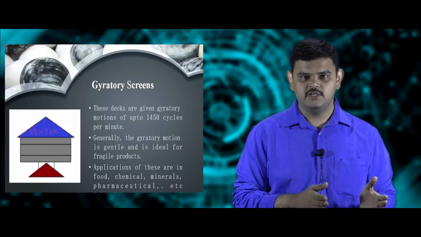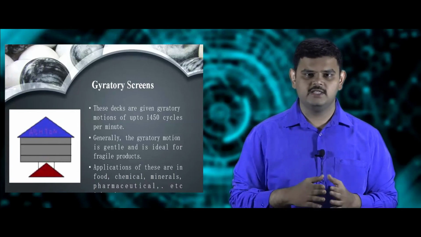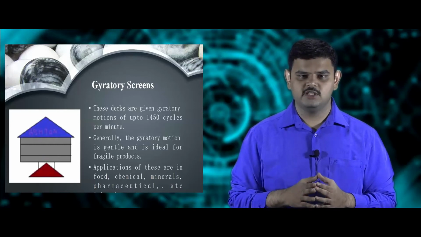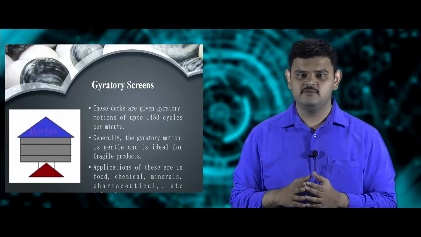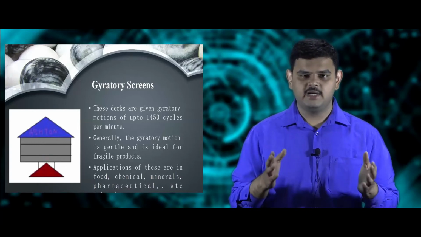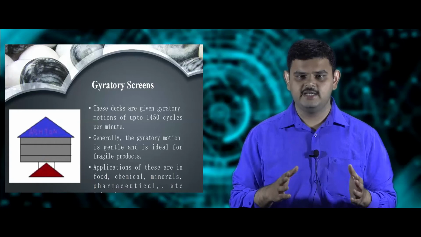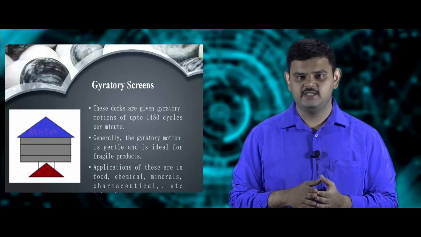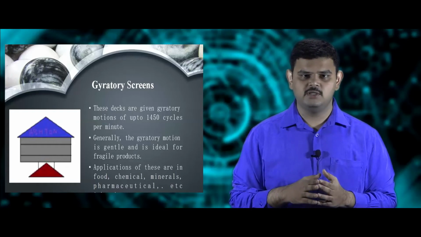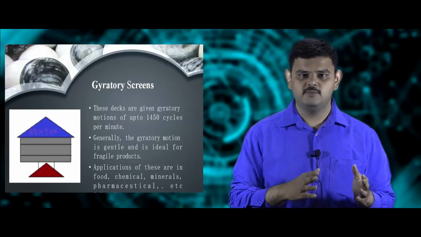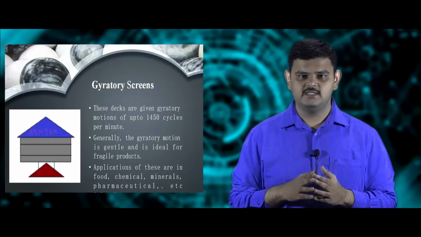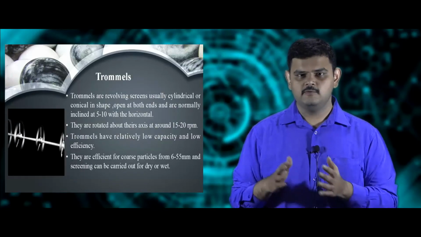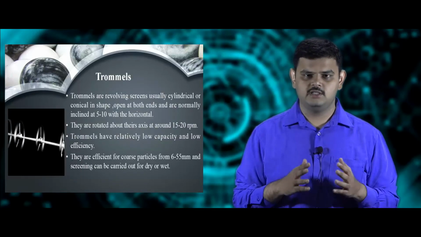Gyratory screens move at a frequency of 1450 cycles per minute, to and fro. The gentle to-and-fro motion of the gyratory screens is suitable for fragile materials. The multi-decked arrangement of the gyratory screens is suitable for coarse particles and size separation of the finer particles. The gyratory screens are suitable in industries such as the food processing industries, the fertilizer industries, the mineral industries and the pharmaceutical industries.